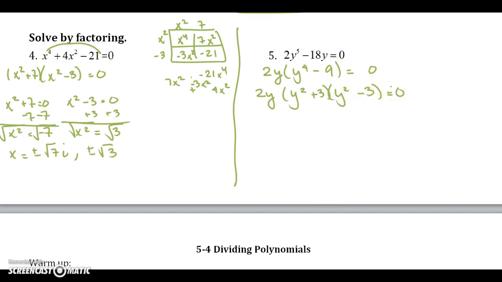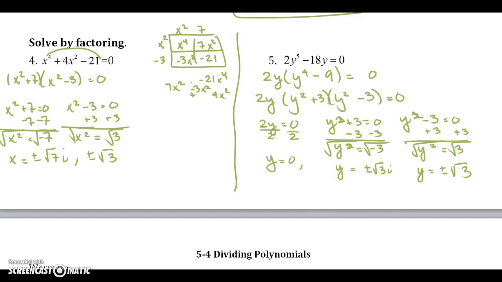Do me a favor and press pause right now. And then while you press pause, what I'd like for you to do is to solve each of these sets of parentheses. Okay, thanks for pausing and working out your problems.